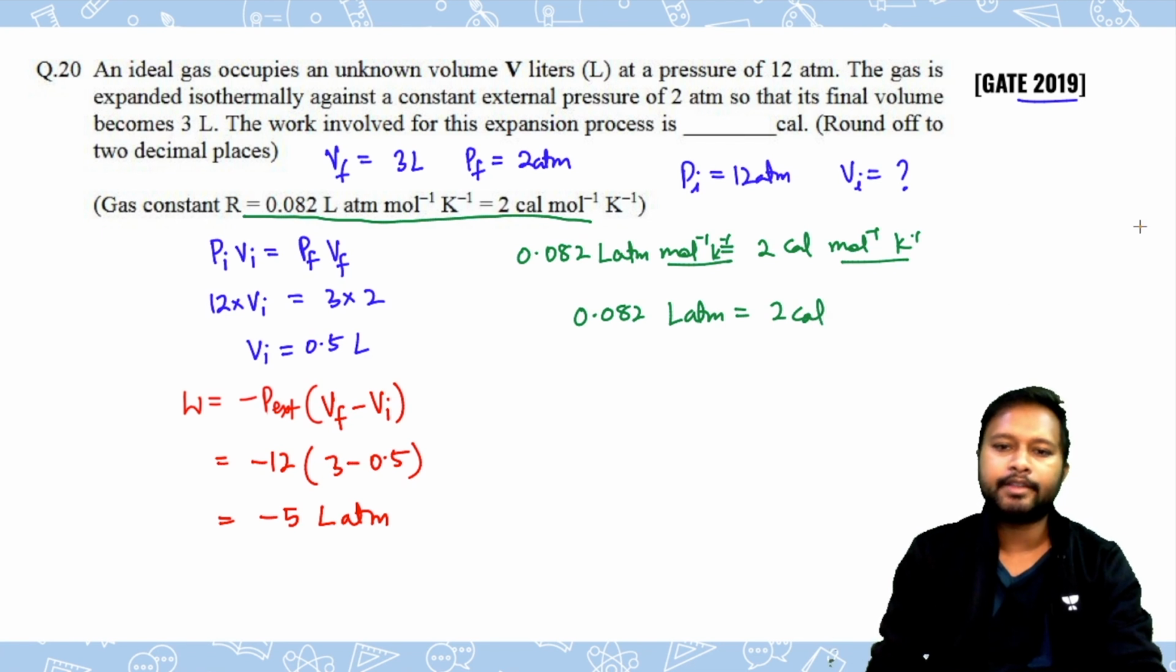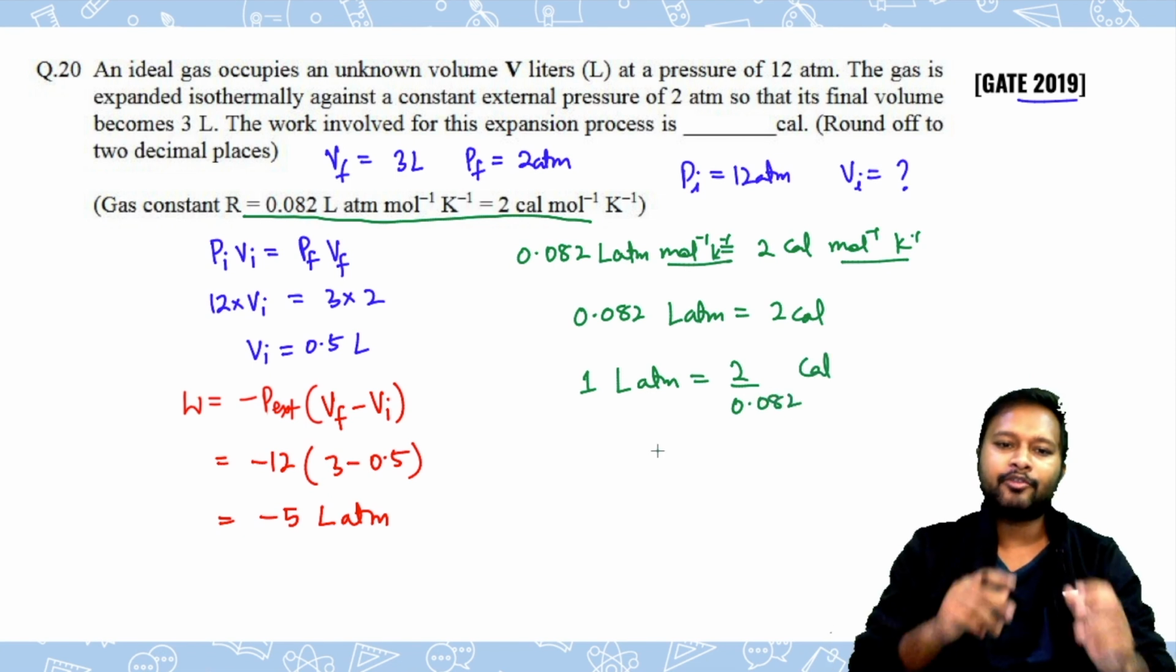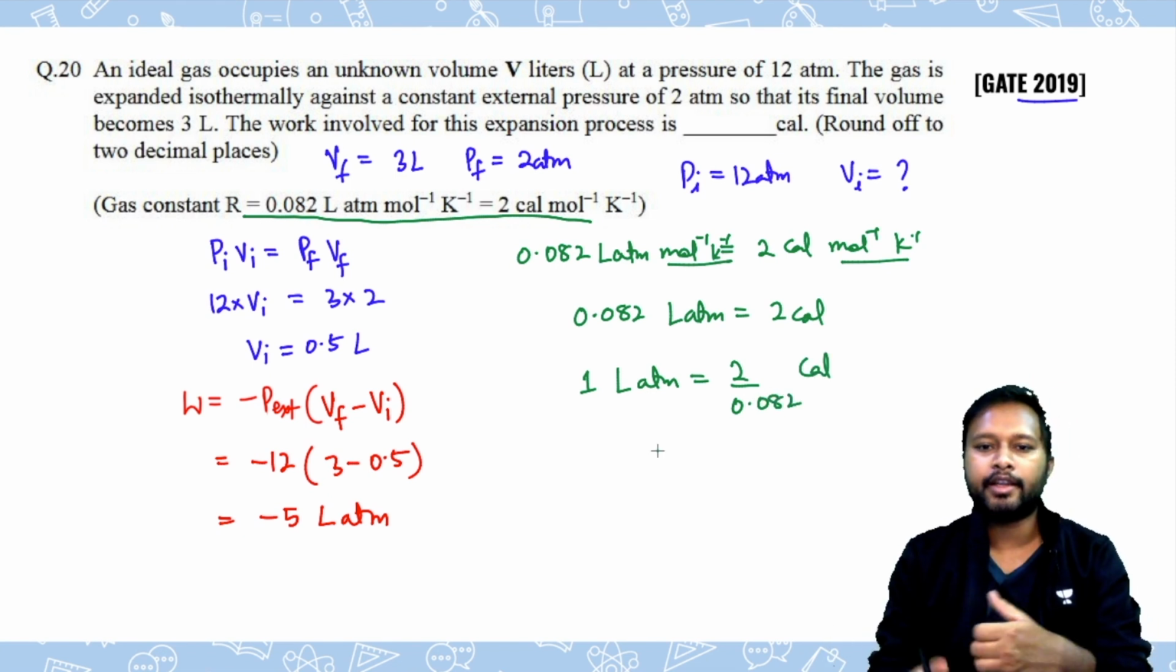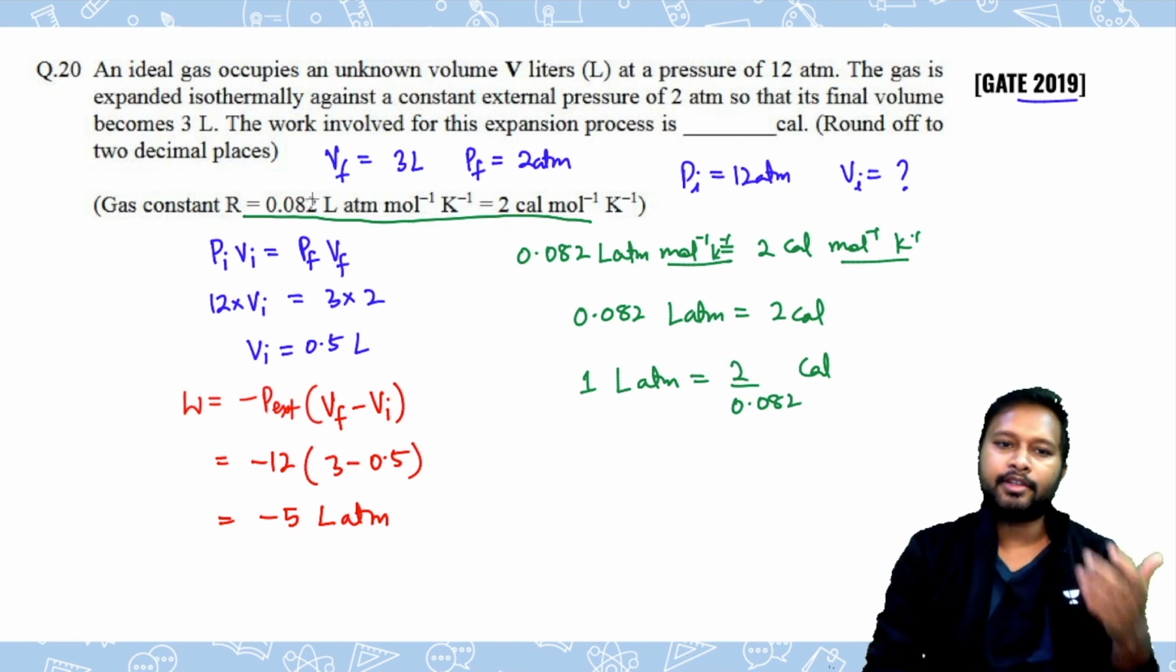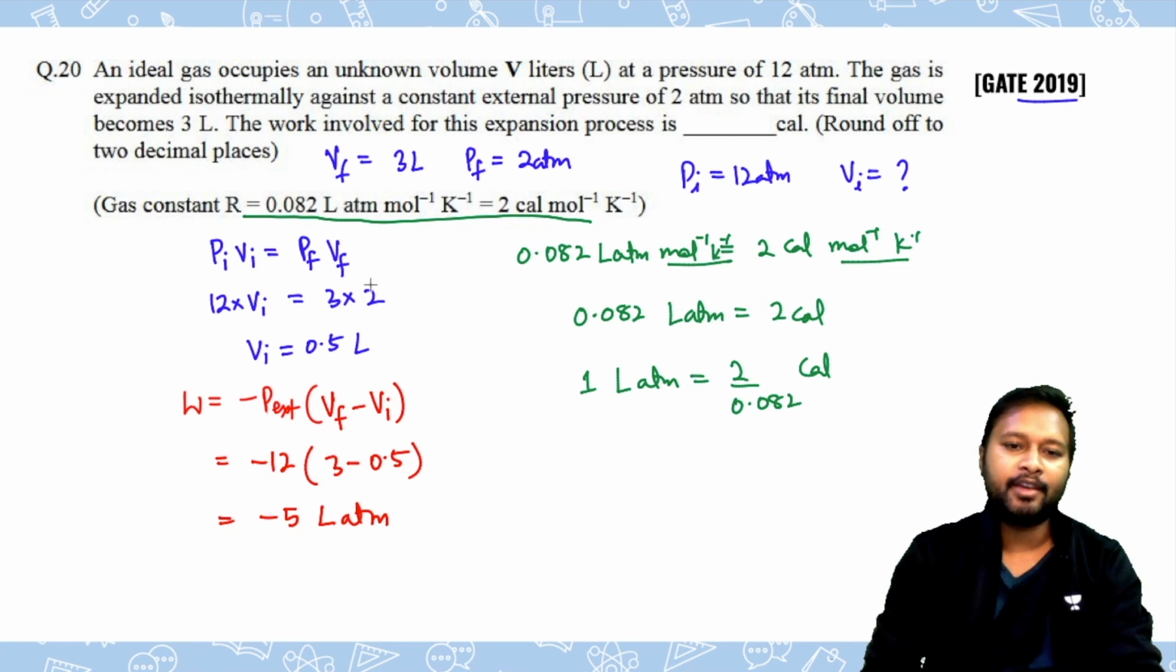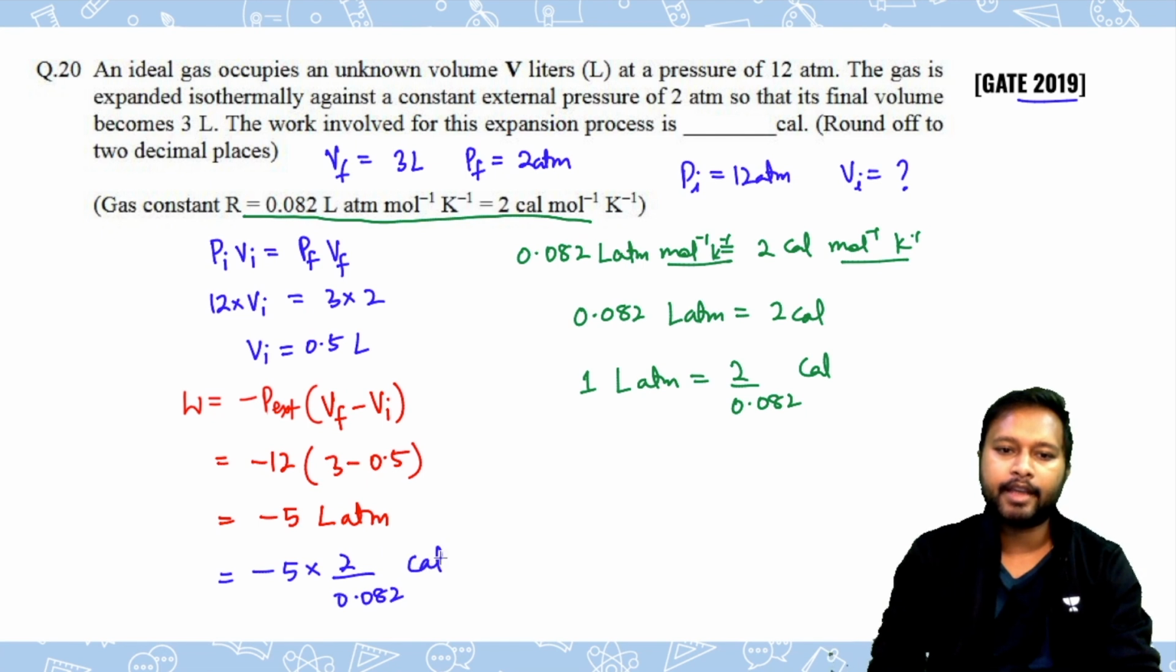Now once you have got this, you can find out the value of 1 liter atm. So 1 liter atm will be equal to 2 upon 0.082 calories. You can simply convert liter atm into calories by multiplying with this factor. So this hint was given to you to do this unit conversion simply. So just put these values now. You will have minus 5 into 2 upon 0.082, and this will be in calories.